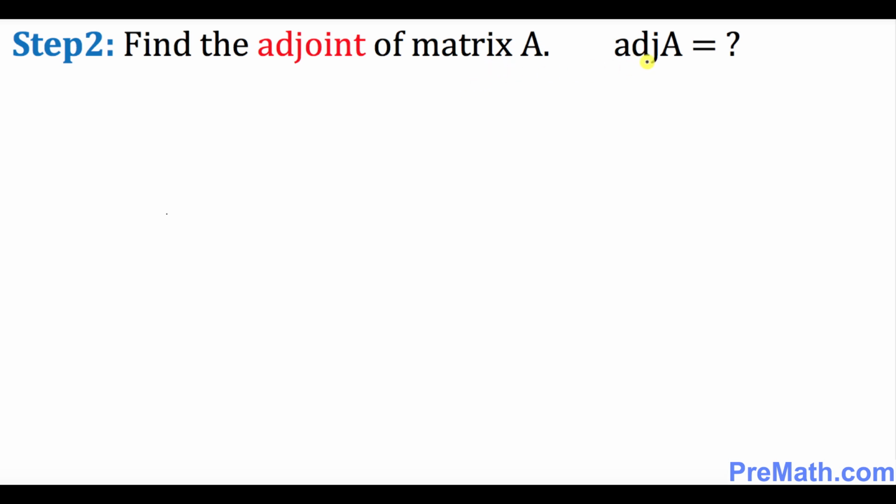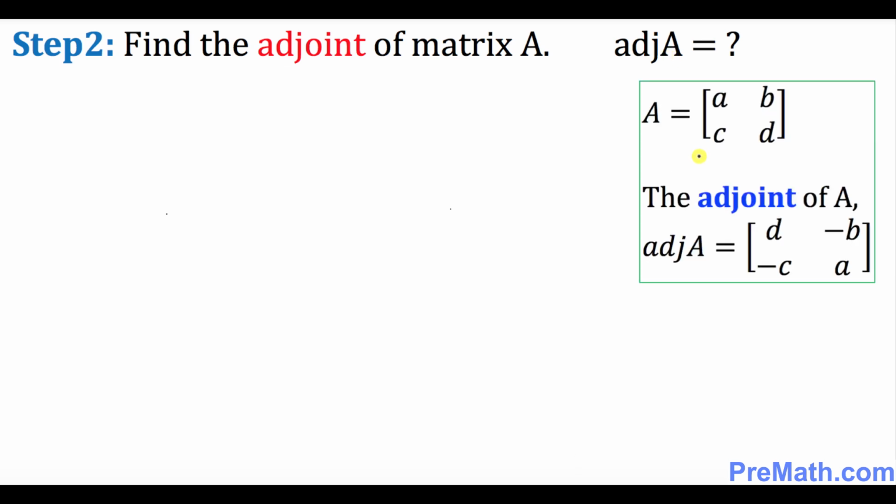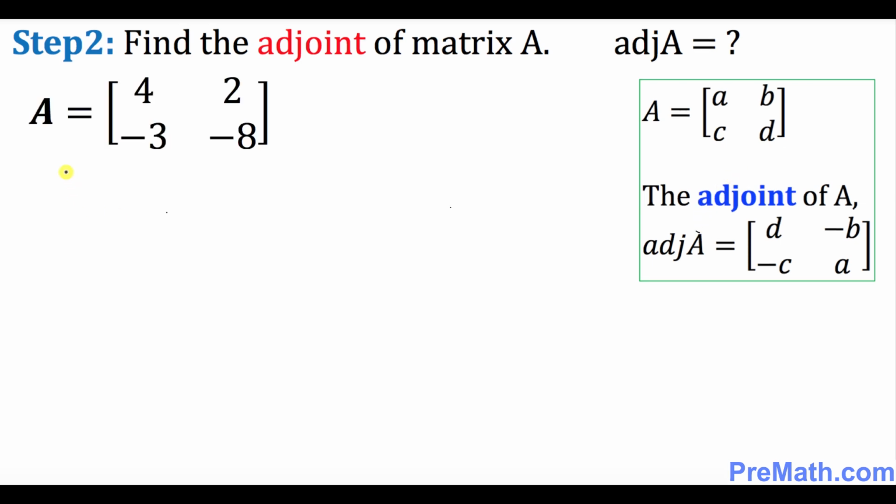And in our second step we will find the adjoint of our given matrix. In other words, we will find adj of A. And we will use this fact to find the adjoint of A. So let's go ahead and find the adj of this given matrix A. So adj of A, the adjoint matrix, is going to be simply this one over here.